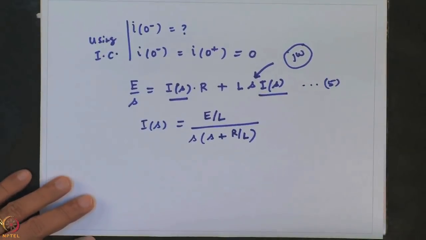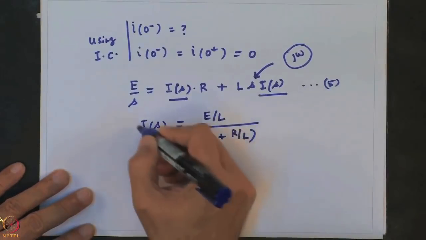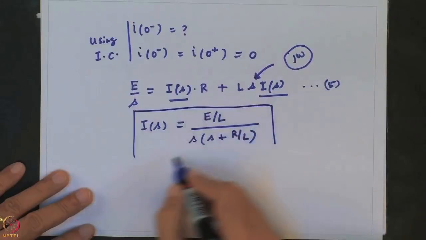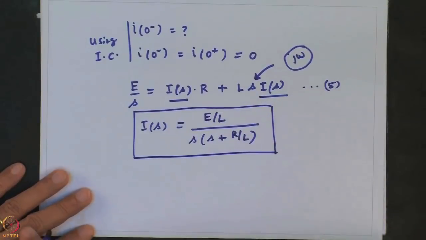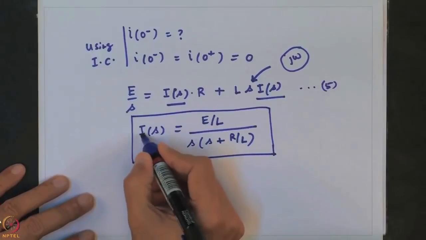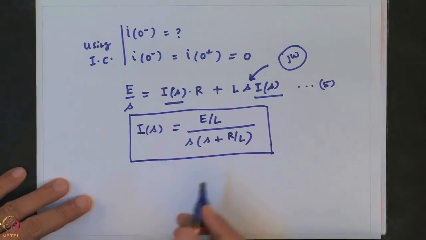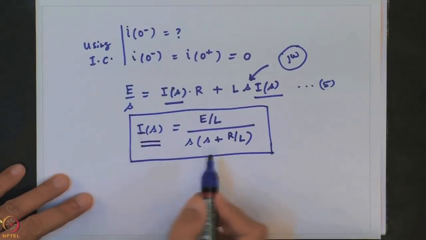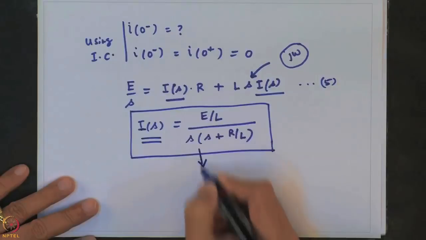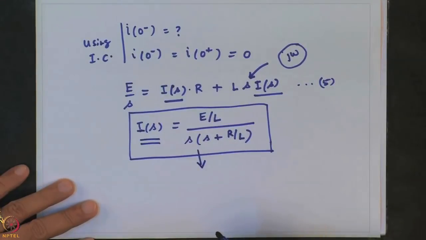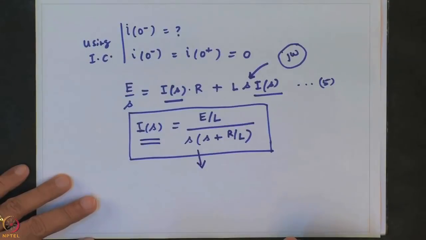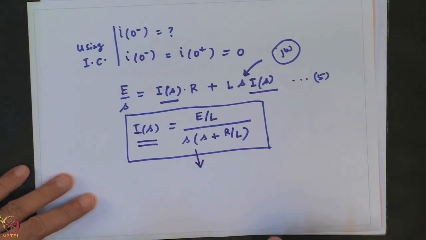Very nice. We got an expression in the S domain. We got an expression for the current, or I should say the Laplace transform of the current. Now, I do not understand this language. I don't know what this means. I am used to working in the time domain. I am not used to working in the S domain. So, I must get this thing inverted back into a time domain expression, and then I will be able to understand what it means.